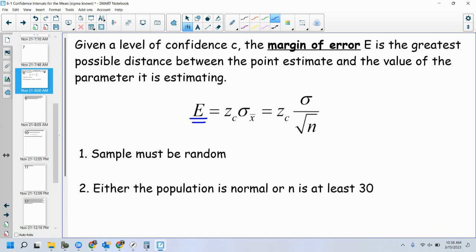And that is the value that you're going to be able to go above and below to create your interval. A couple things here. The sample's got to be random, and either the population is normal or n is at least 30. That's the same thing from our central limit theorem, right? Either the population has to be normal or n has to be greater than or equal to 30. So a couple stipulations there.